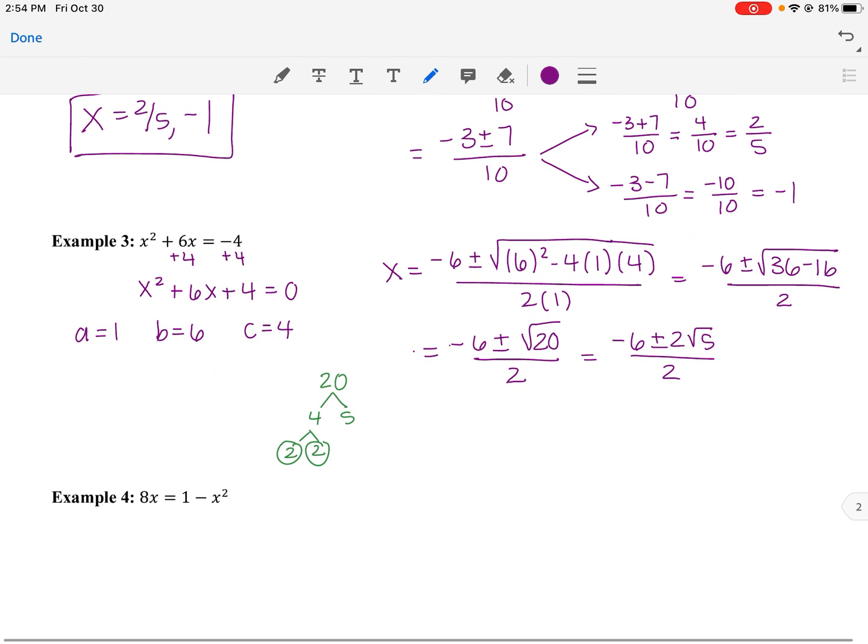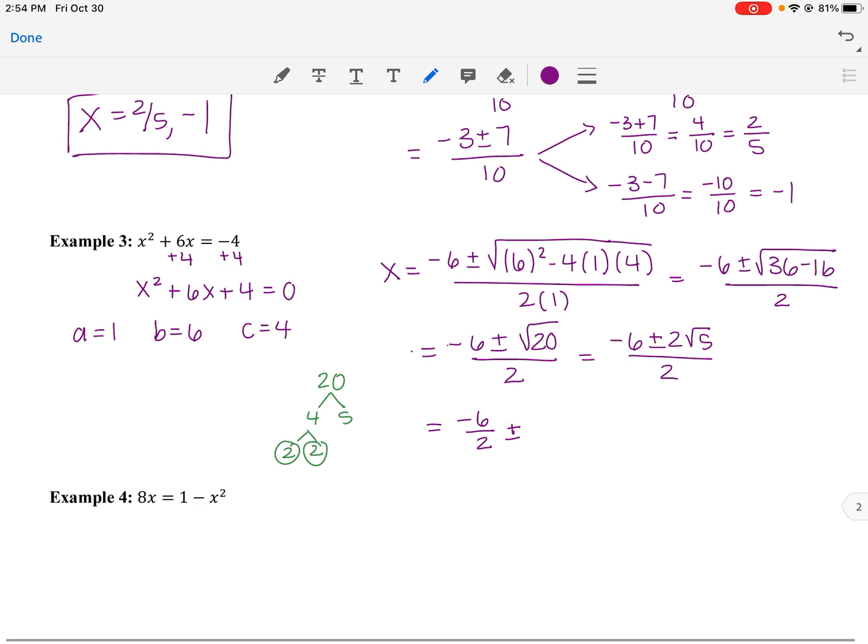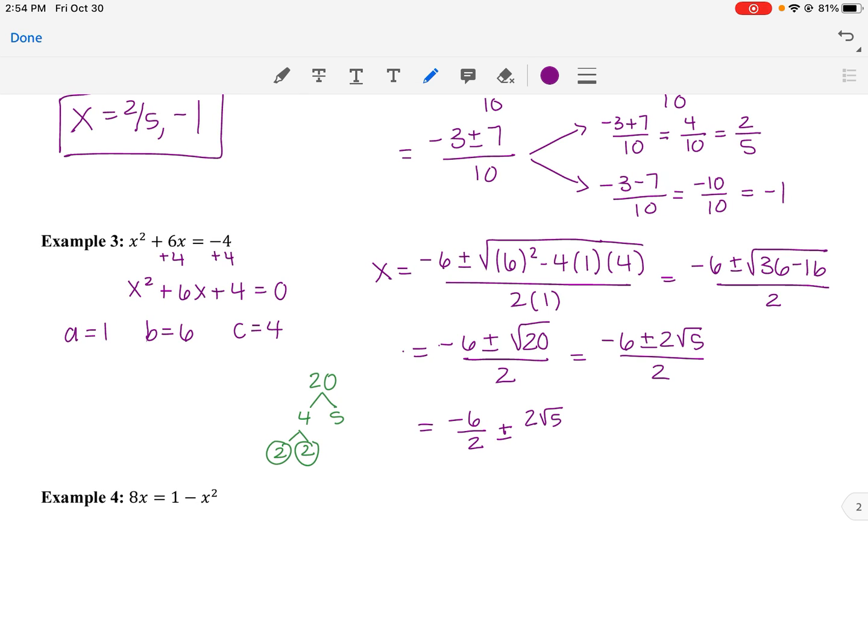I would maybe break it apart and say this is the same as -6 divided by 2 plus or minus 2 square roots of 5 divided by 2. What I find is that if you don't write it like that, sometimes you forget to divide the 2 square roots of 5 by 2, and you'll just do -6 divided by 2 is -3, and then you'll still put plus or minus 2 square roots of 5. But this is really plus or minus the square root of 5 now, because these 2's would cancel out. So this is your final answer.